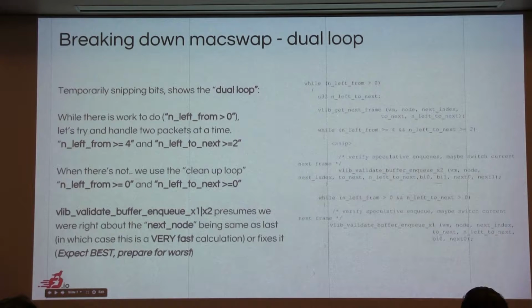And here I'm saying, remember, we expect the best and prepare for the worst. When we get down to this single loop, this is our cleanup loop, is another way of saying it. So you hear the expression dual loop. These are the 2 loops, these 2 inner while loops. The first one, if we have a chance to handle 2 packets at a time, let's do it. And as soon as there's not 2 packets left, let's just iterate on single packets. And that's the cleanup loop.